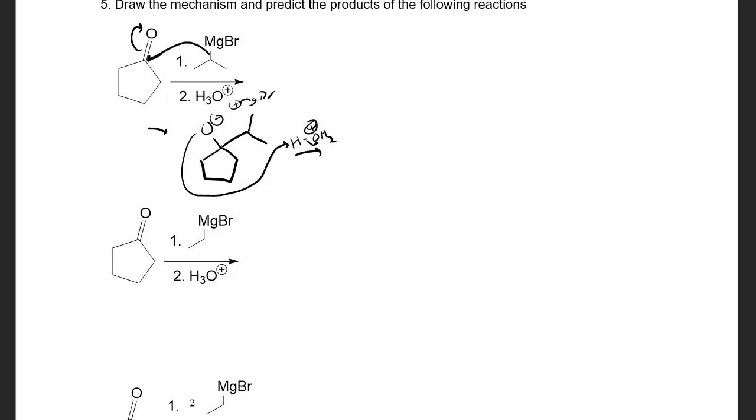So that'll get us to our final product, which I'll draw up here now, which we've converted our ketone to an alcohol functional group. So we've got OH and then our isopropyl group. So that is the mechanism and products for the reaction.